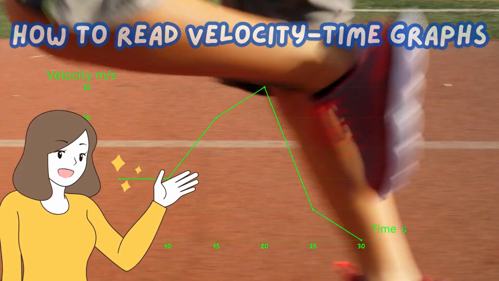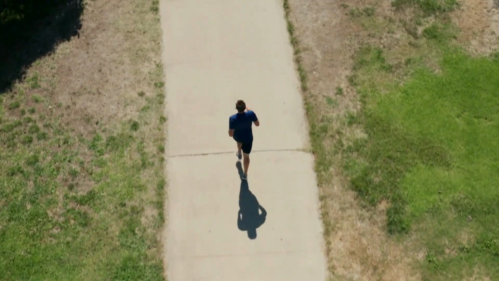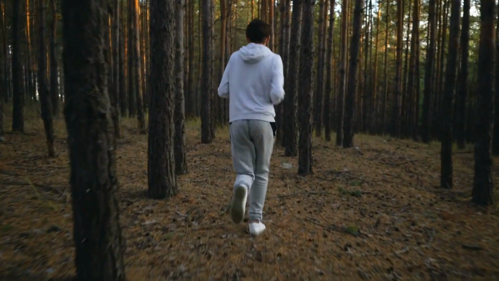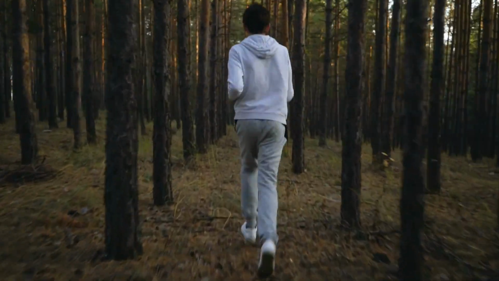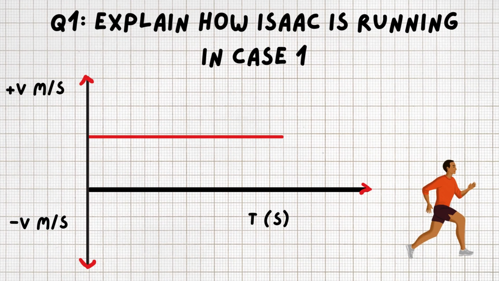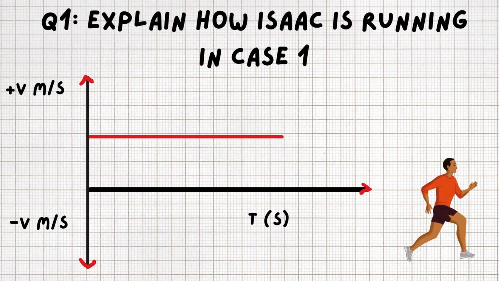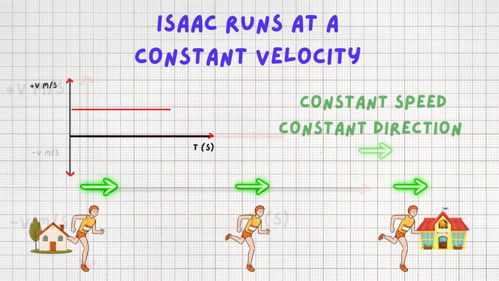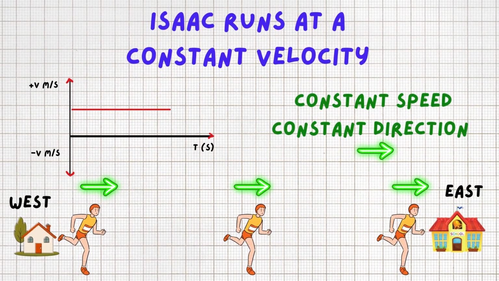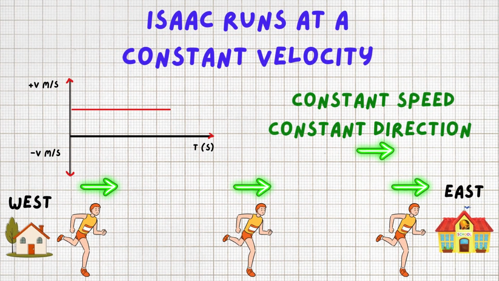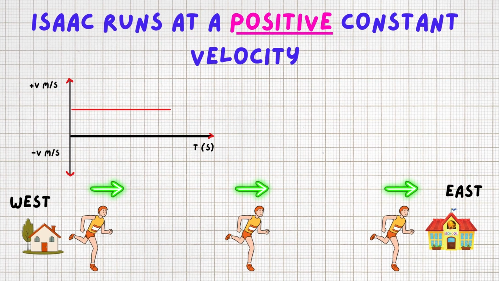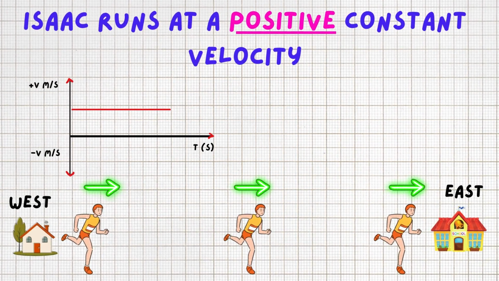Let us look at this scenario. Isaac is running. Here are the velocity time graphs that show how Isaac is running. Question 1. Explain how Isaac is running in case 1. A horizontal line on the VT graph signifies constant or unchanging velocity. If the horizontal line is above the time axis, it represents constant positive velocity.